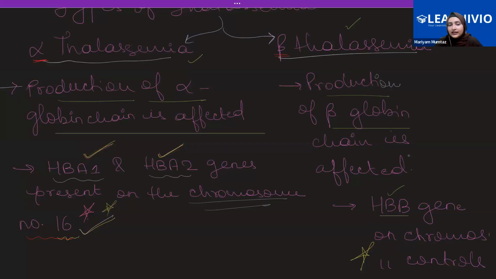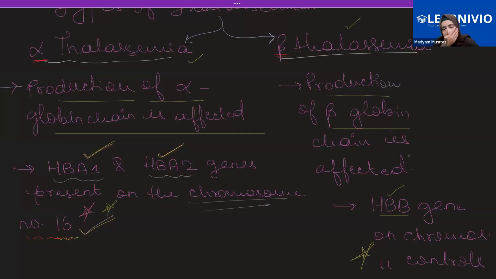Now, HbA1 and HbA2 genes, these are the genes that actually get deleted. And where are they present? They are present on chromosome number 16. So basically, chromosome number 16 is governing the formation of the alpha chain. And you know that chromosomes carry the genes. So particularly if the HbA1 and HbA2 genes get deleted, the person has alpha thalassemia.